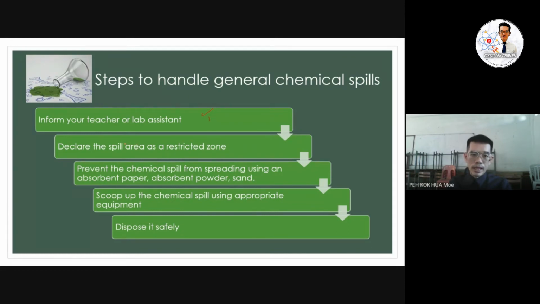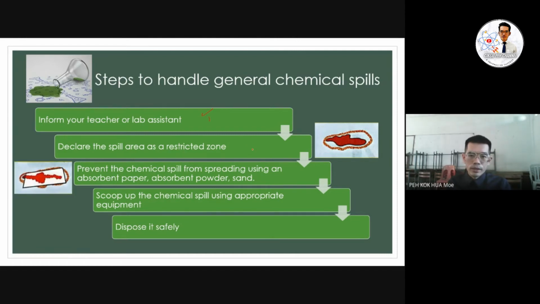Second, declare the spill area. You can look at the figure. Declare the spill area as a restricted zone, so nobody can move into this area anymore. Then the third step is to prevent the chemical spill from spreading using absorbent paper, absorbent powder or sand. That means you need to put the absorbent material onto the chemical spill area so that the chemical will be absorbed by the absorbent material and not spread to a wider area.